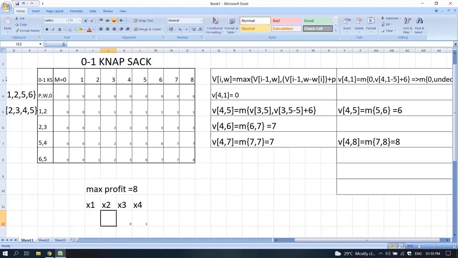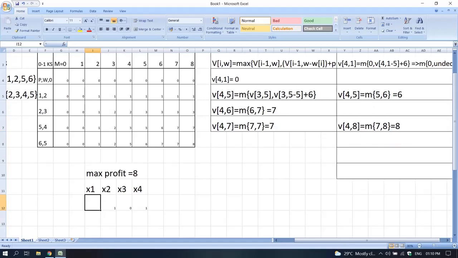Now the profit is still 2, and 2 is in this row. Now we will see if 2 is in the upper row or not. No, 2 is not in the upper row. So we will include this object. Now our profit is 0, since 8 minus 6 minus 2 is equal to 0.